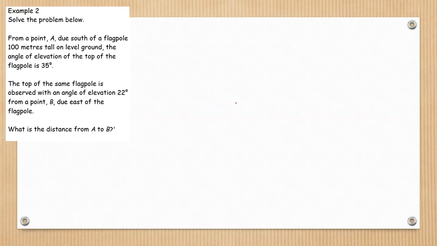Next kind of problem is this one. So from a point A that is due south of a flagpole that's 100 meters tall, it's a very tall flagpole. So the flagpole's here. So if due south is down here, when we look up, this angle here is 35 degrees.